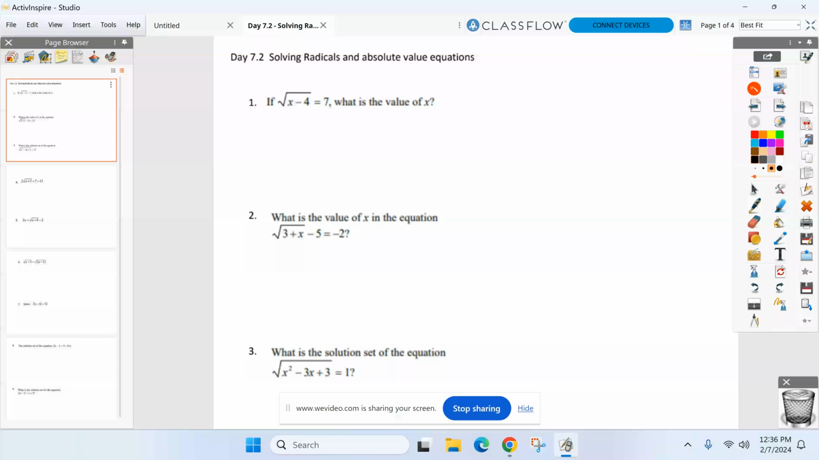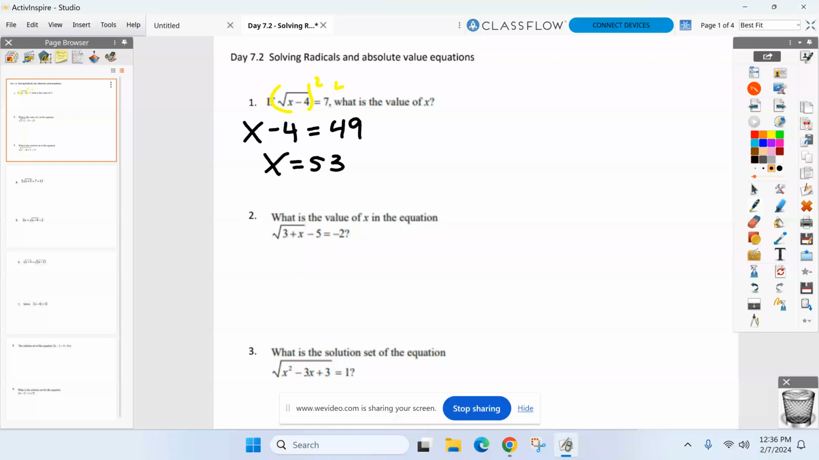So once that radical's all by itself, yes, feel free to square both sides. So we have x minus 4 is equal to 49. Make sure you square both sides. So it should be x equal to 53. Should be, right? Should be.